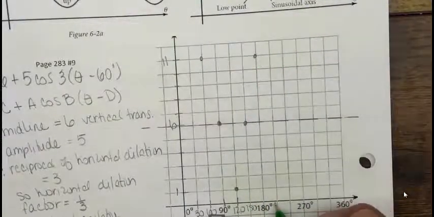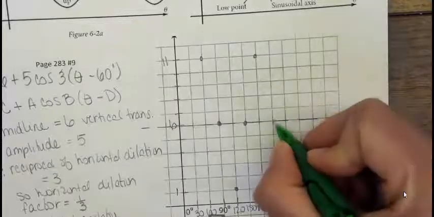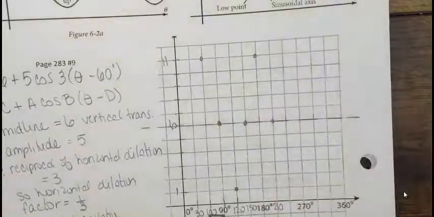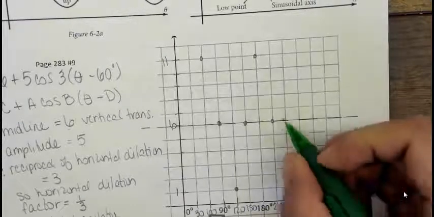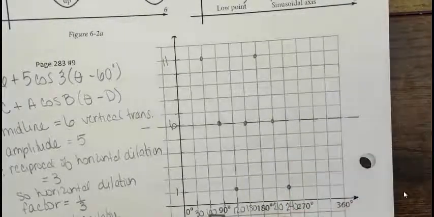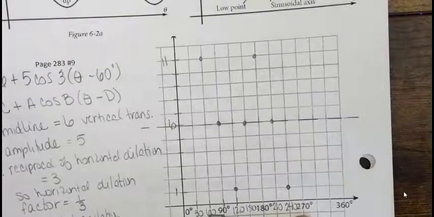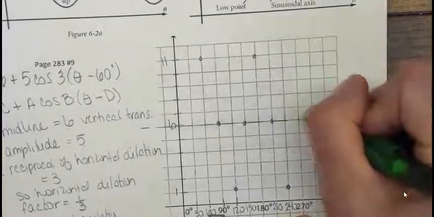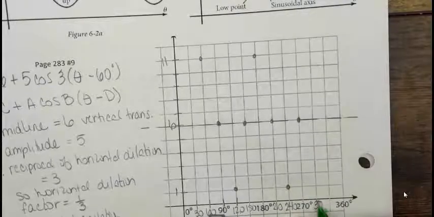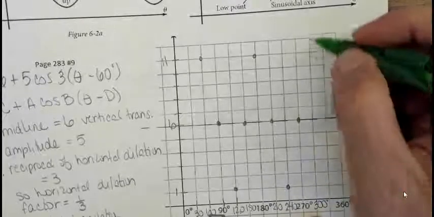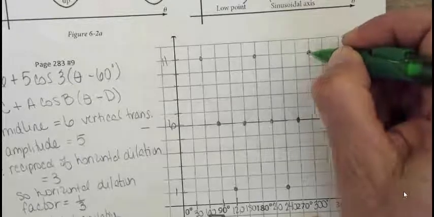Another 30 degrees, which puts me at 210, brings me back down to the midline. Another 30 degrees would be at 240. That brings me back down to my lowest point. Another 30 degrees, which is at 270, brings me back to my midline. Another 30 degrees brings me to 300 degrees, and that's back up to my highest point. And I can keep doing this forever.